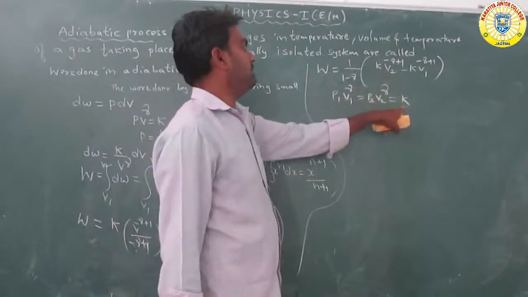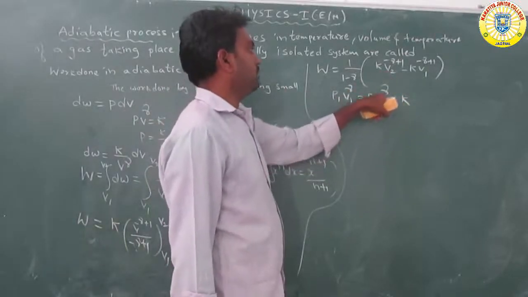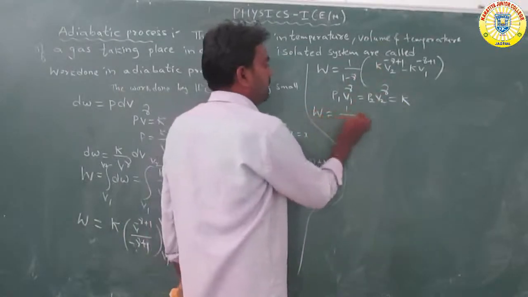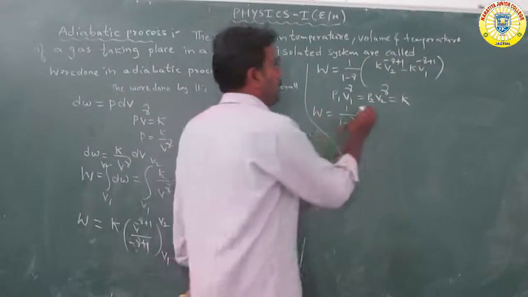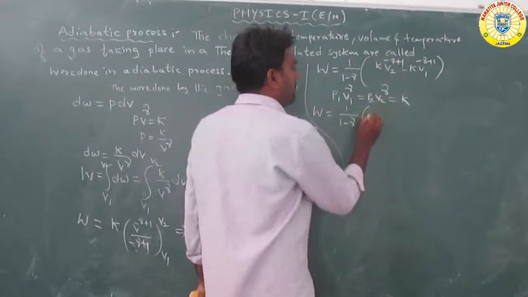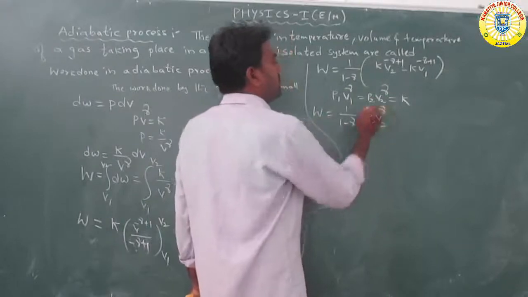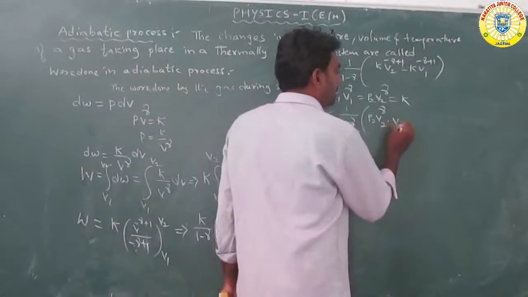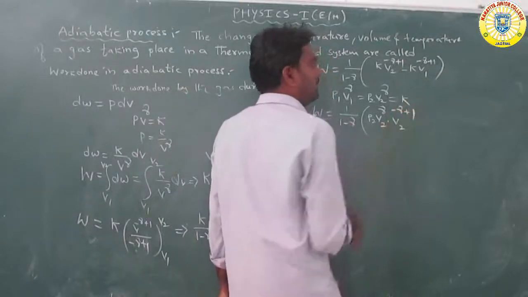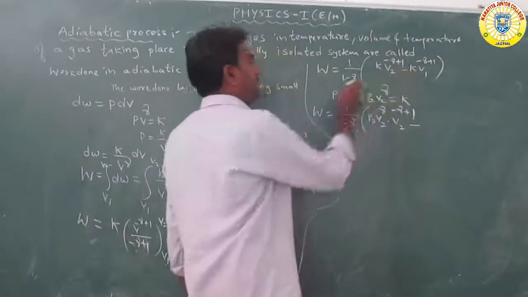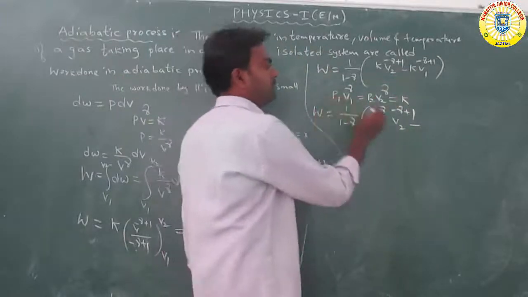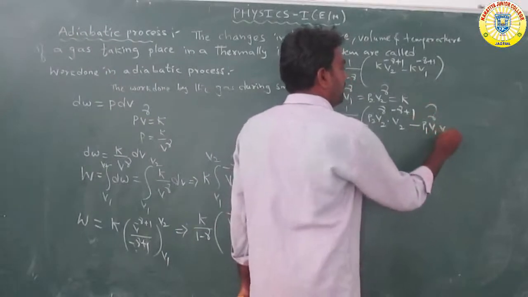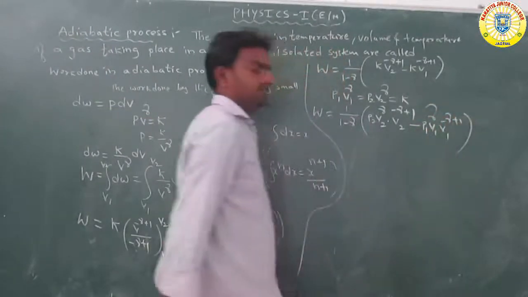Here the k value is taken as P2 V2 to the power of gamma and substituted in the place of k. So W is equal to 1 by 1 minus gamma, and the k value is nothing but P2 V2 to the power of gamma, into v2 to the power of minus gamma plus 1, minus, with the k value taken as P1 V1 to the power of gamma, P1 V1 to the power of gamma into v1 to the power of minus gamma plus 1.